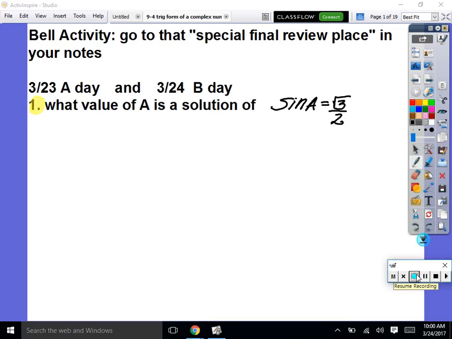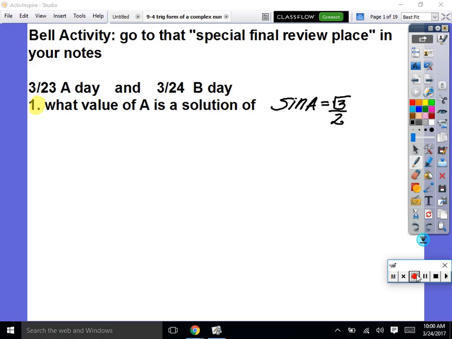Okay, perfect. So this is a question, and it's all in the wording. It says, what value of a is the solution of sine of a is equal to root 3 over 2? We would probably give our answer in radians. So what'd you say? Yep, pi thirds. Was everybody able to do it? And then also, you're right, 2 pi thirds.